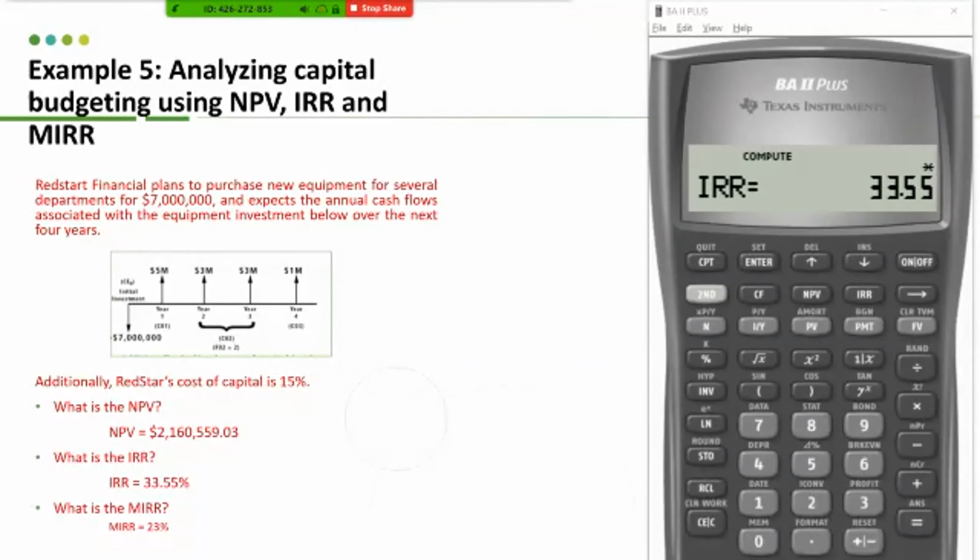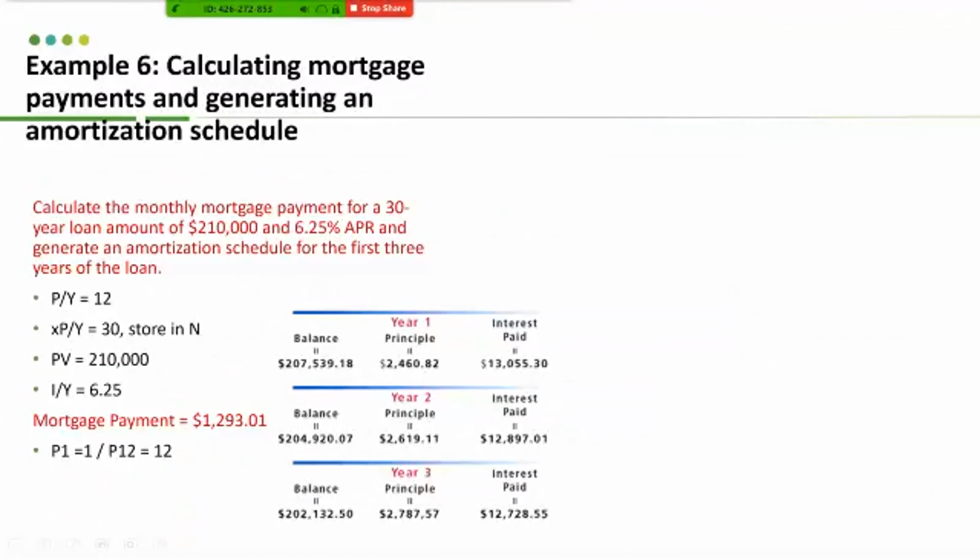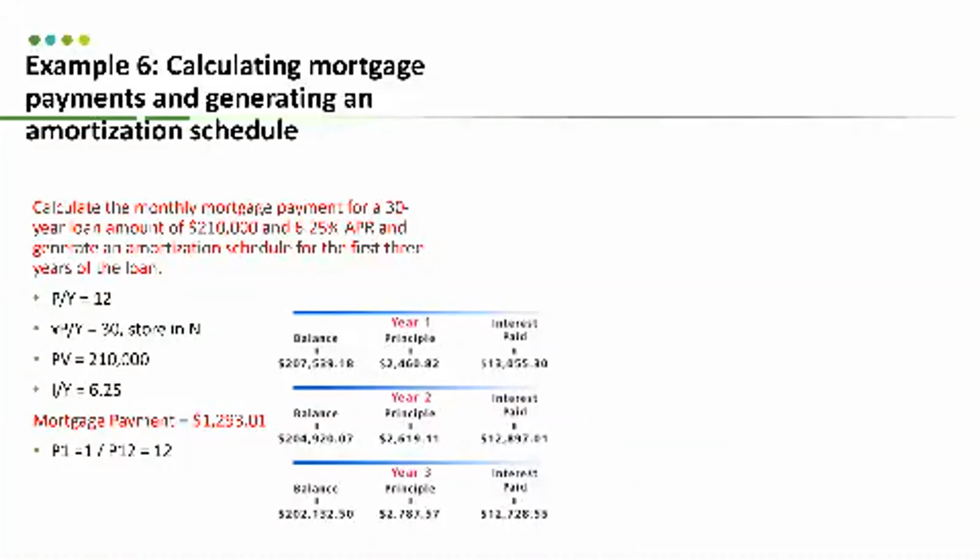Right. So for the next example, this is a real estate calculation. For example, this is to calculate the mortgage payment and generate an amortization table. The question is: calculate the monthly mortgage payment for a 30-year loan amount of 210K at 6.25 APR, and generate an amortization schedule for the first 3 years of the loan. The calculation for this is quite long because you need to find an amortization table. But never mind, for those who can, you can follow the steps.